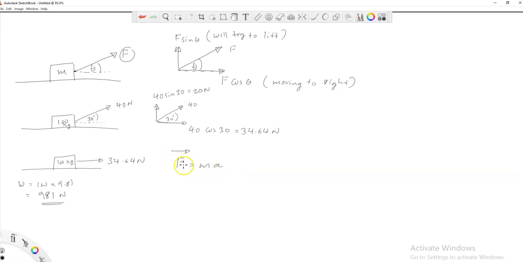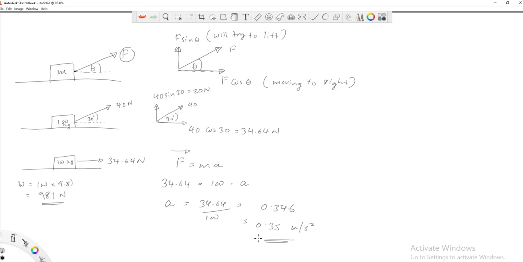So in the horizontal direction, force is 34.64, mass is 100 times acceleration. This gives you an acceleration of 34.64 divided by 100 equals 0.346, or 0.35 meters per second squared. All right, so when you have a force creating an angle, you split it into components and then use it with Newton's second law.